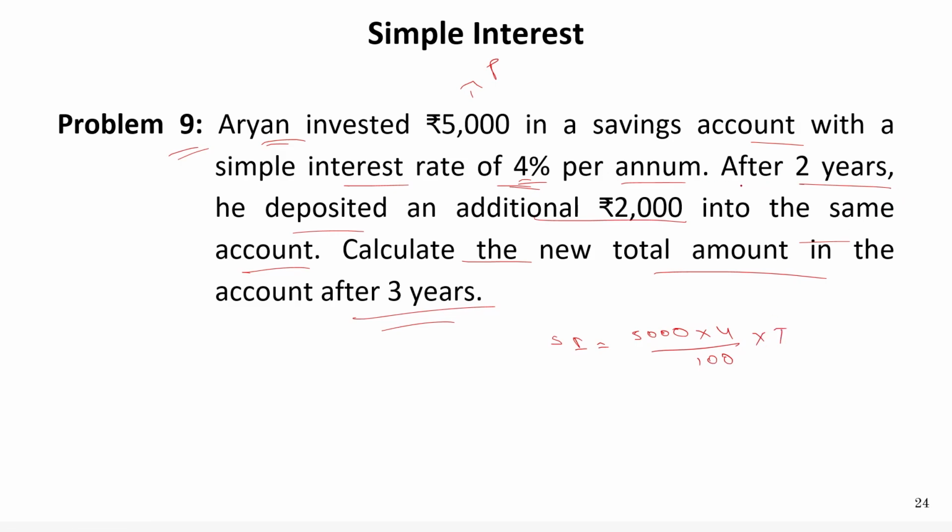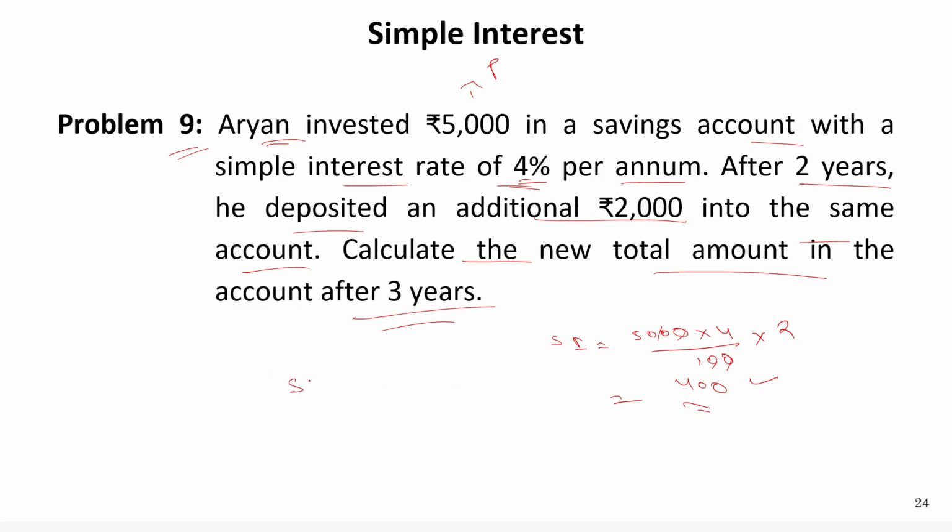So the interest after 2 years. Let T be equal to 2 in this case. By cancelling the zeros, what we are left with is 200 into 2, which is equal to 400. So simple interest will be 400 for these 2 years. After 2 years, he deposited an additional 2000 into the same account. So calculate the new total amount in the account after 3 years. So this much simple interest has been earned until now.